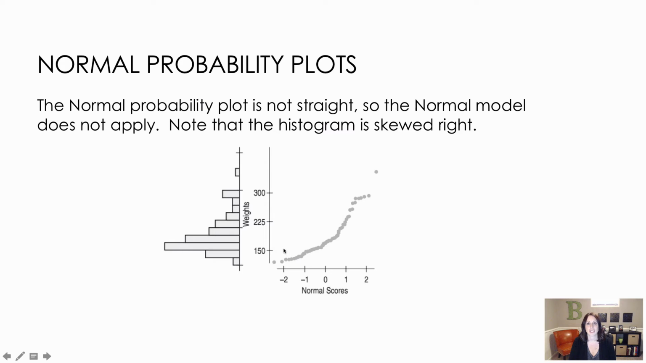Now let's look at this situation. I've got a histogram, and looking at it, this is clearly skewed to the right. And if you'll notice, if I drew a straight line here, it would not look like this data. I've got some curving here, and then it's sort of flattening out. So this is the kind of normal probability plot that we would say, no, we can't use a normal model because it doesn't fit that normal probability plot.